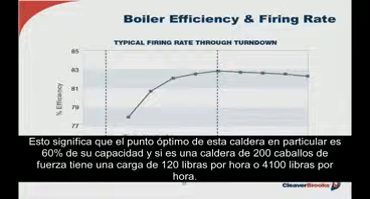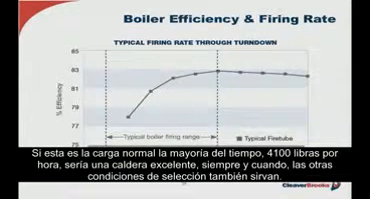And if we are talking about a 200 horsepower boiler, for instance, this is a load of about 120 horsepower or 4,100 pounds per hour. Now, if that's what the normal load is, the majority of the time, 4,100 pounds per hour, this 200 horsepower would be an excellent choice, provided, obviously, that the other selection conditions are good as well.